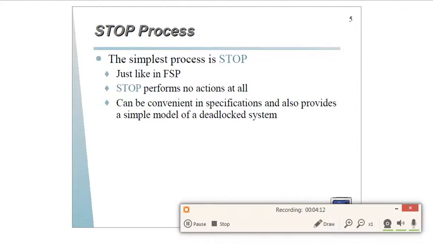Now there's another step known as the stop process. The events are always supposed to be on the left hand side and the processes on the right hand side. If this is not followed, then there must be something wrong with the CSP configuration. The simplest process is stop. When you don't perform anything at all, that is what stop means.